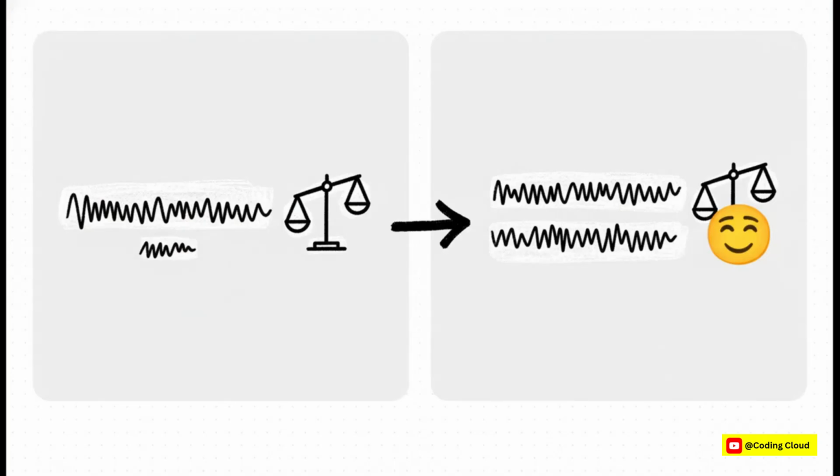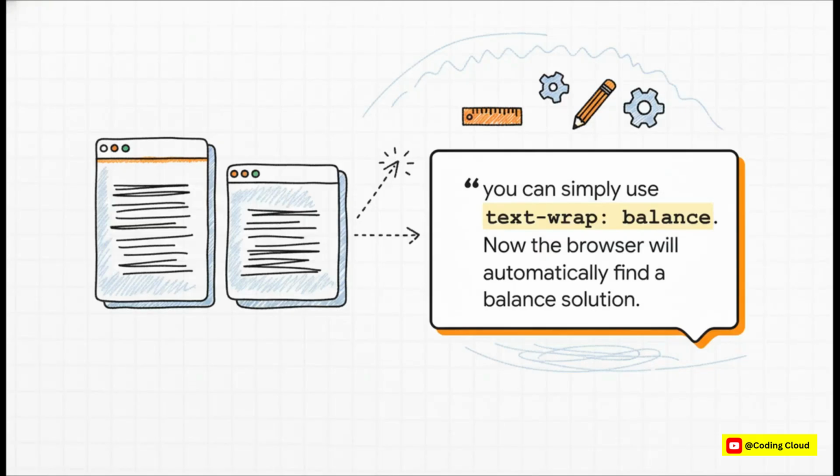Look at this super common problem. You have a long headline, and it wraps awkwardly, leaving just one little word on the last line. Some people call this an orphan, and it just looks unbalanced and messy. The fix used to involve weird hacks or even JavaScript. Well, not anymore. Now you can add one single line of CSS.